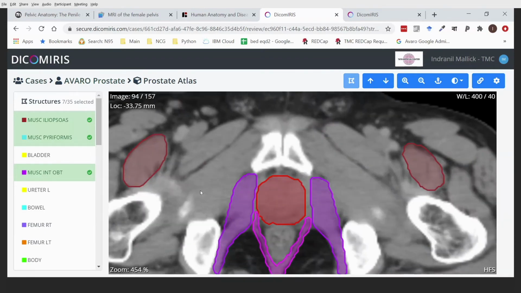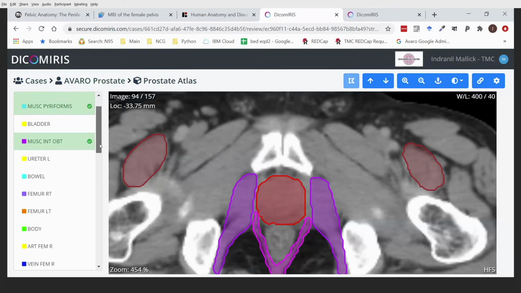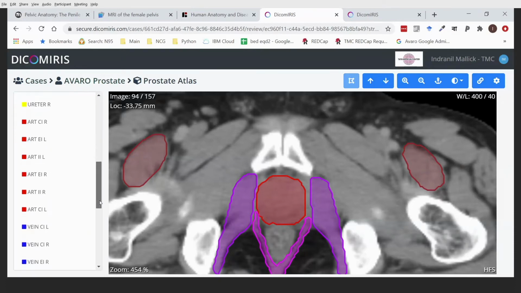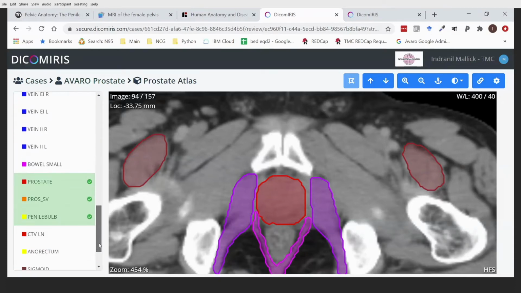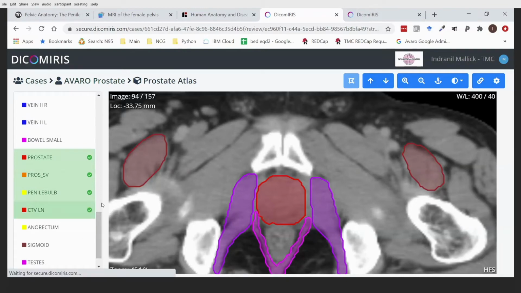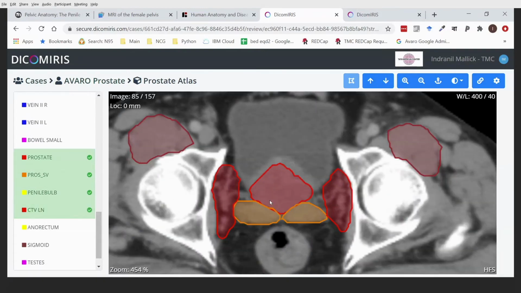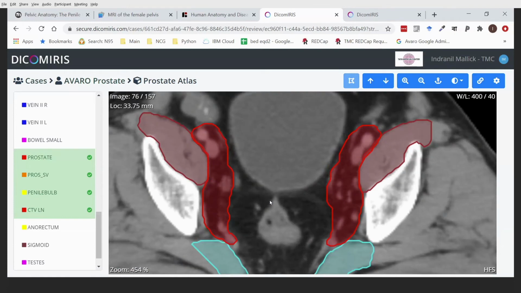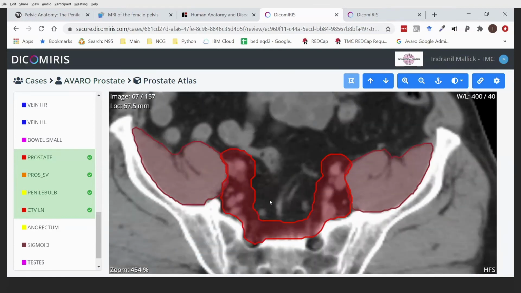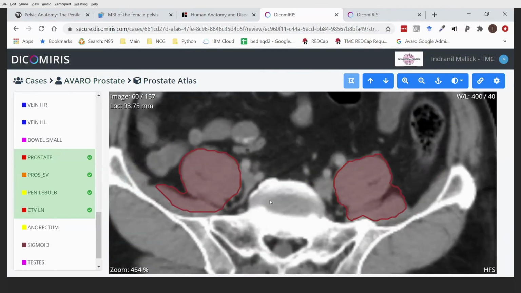Start from the top. So we are starting at the L5S1 interspace. This is a node negative prostate cancer. We identify the external and internal iliac vessels. So I'm going to contour external iliac, internal iliac.